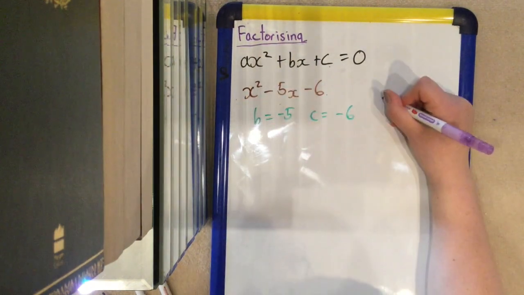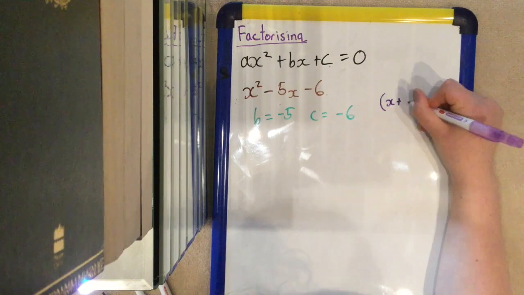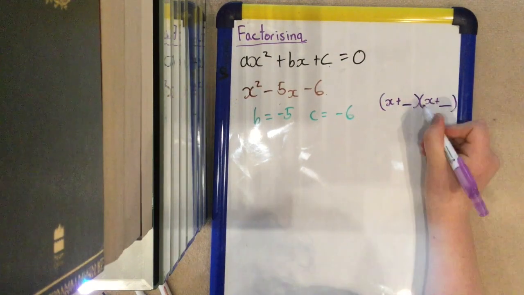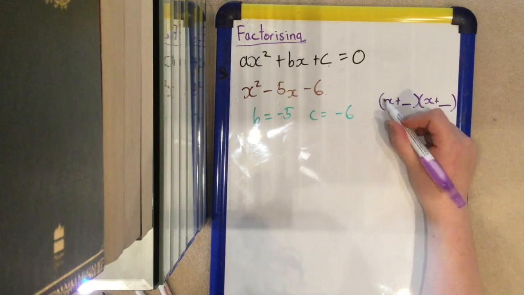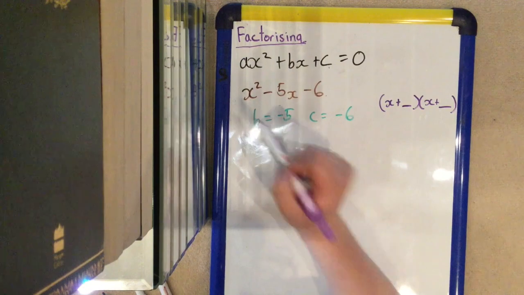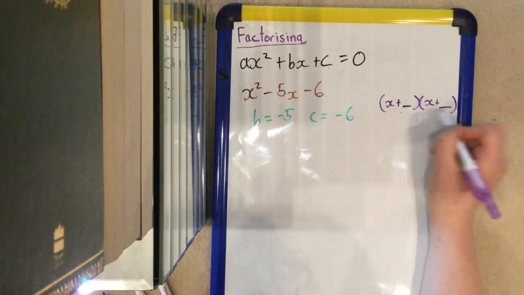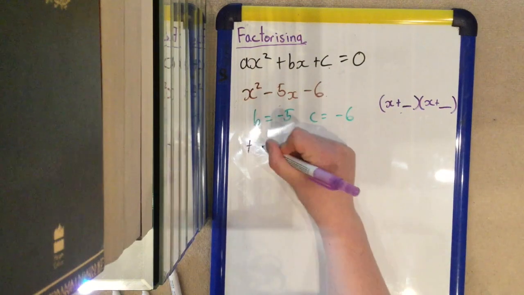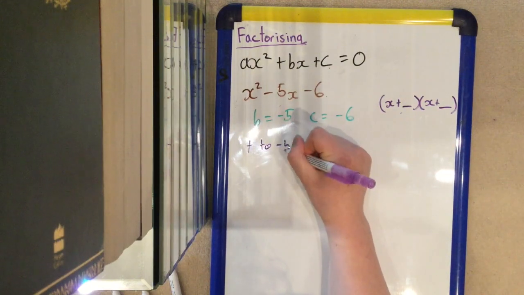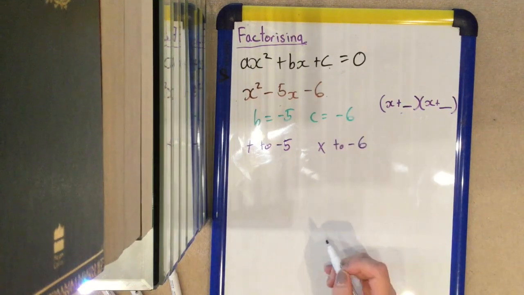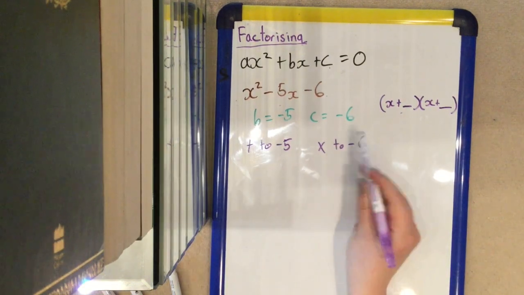So the 2 brackets you're going to end up with will be x plus something and x plus something else. The coefficient of each x is 1, because that's the only way to get this 1x squared here, which means you are looking for 2 numbers. Now these 2 numbers will add to get minus 5 and multiply to minus 6. The easiest thing to do is to start with the multiplication angle.